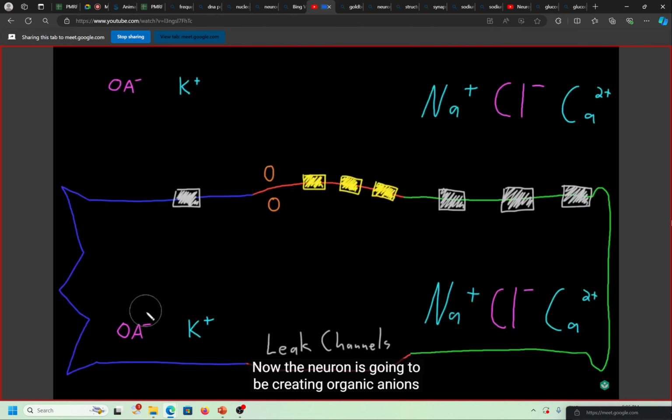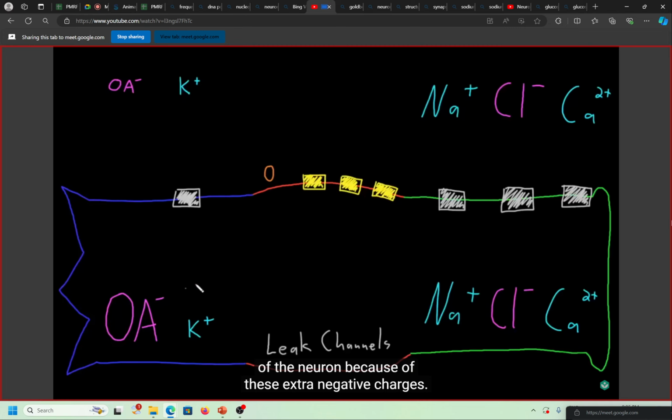Now the neuron is going to be creating organic anions and adding them to the cytoplasm. As organic anions are being created, most of which are proteins with a net negative charge, these extra negative charges being added to the inside of the membrane are going to create a small membrane potential, so that now it'll be more negative inside the membrane of the neuron. But this will be something small, like maybe around -5 millivolts. I don't actually know what this would be, but it's going to be some small membrane potential that's not going to be enough for the neuron to function.